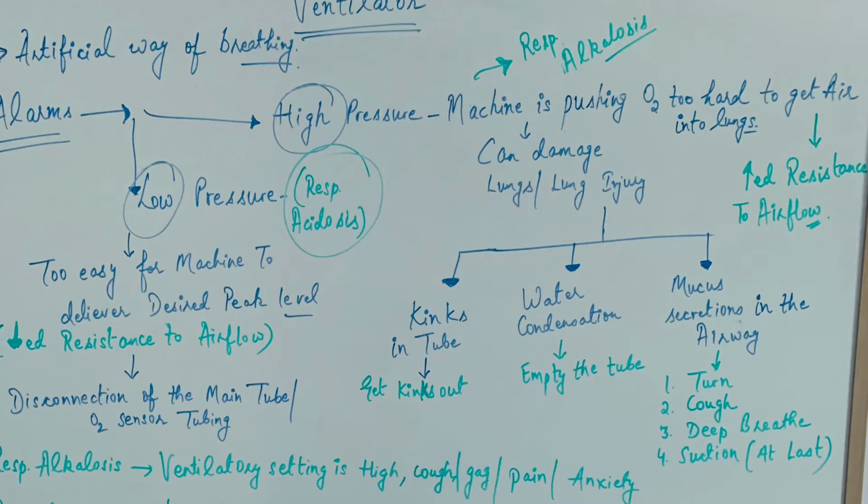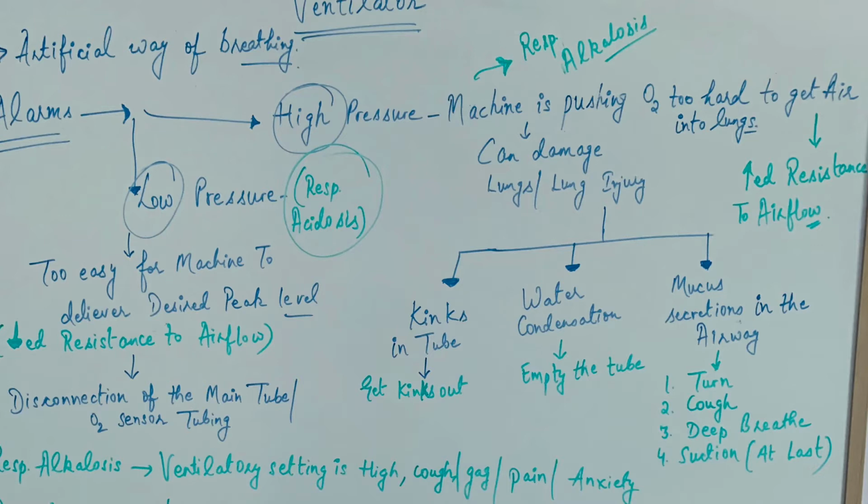Why only respiratory? Because we all know through ventilators we give artificial breathing to the patient who can't breathe on their own. So it's an artificial way of giving oxygen to the patient. It's related to the lungs, so it's respiratory. The main thing by which we can know the patient can go into acidosis or alkalosis is by alarms.